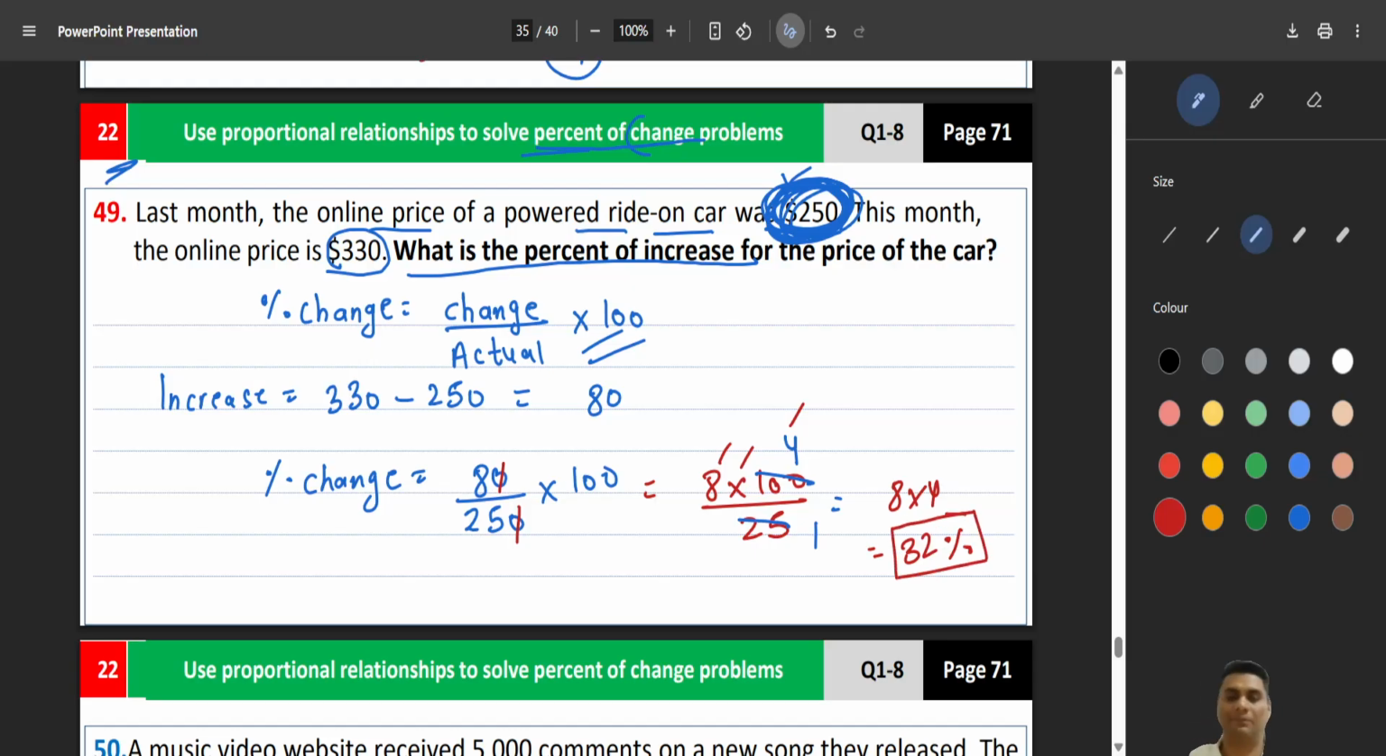Do not forget the percent sign in the end, okay? So this is the answer, 32%. What is the formula? Change over the actual value, this becomes the number, then multiply by 100 for percentage, okay?